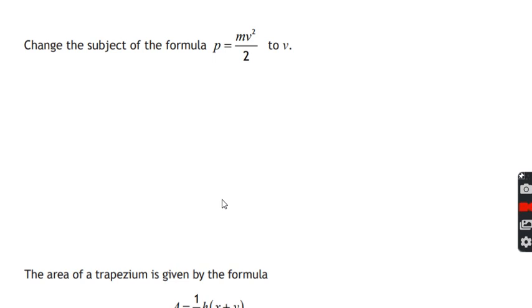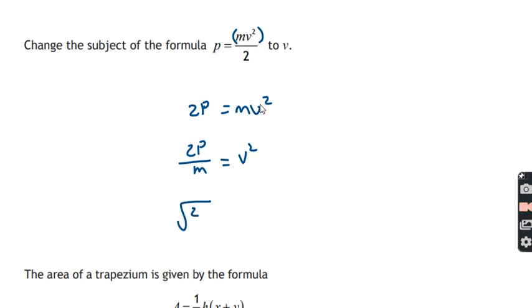V. Same as last time. First thing we'll do is get rid of that 2. So it's going to be 2p is equal to mv squared. Because like we said, if there's a divide, this is like it's inside a bracket. So that would be the last bit of BODMAS. V squared is what we're working towards, so we'll be doing the squared last. The next thing will be 2p divided by m. Divide both sides by m. And then to get rid of the squared, square root of 2p divided by m.